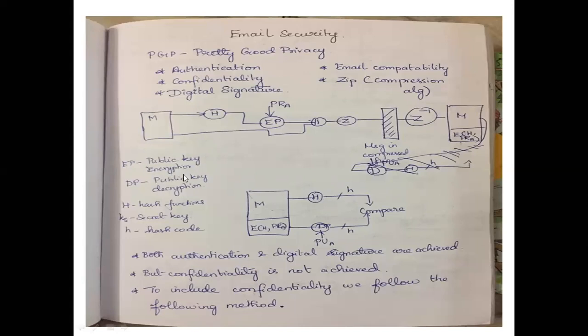Public key encryption means it uses two different keys, one private and another public. DP is your public key decryption. For encryption, they are using the private key; for decryption, they are using the public key. Then H is your hash function. KS is nothing but your secret key. We have not used KS here; we might use it next. H is the hash code. So in this case, both authentication and digital signature are achieved.